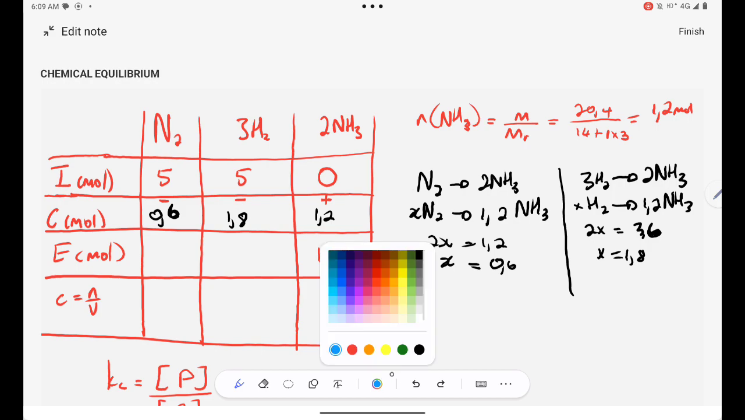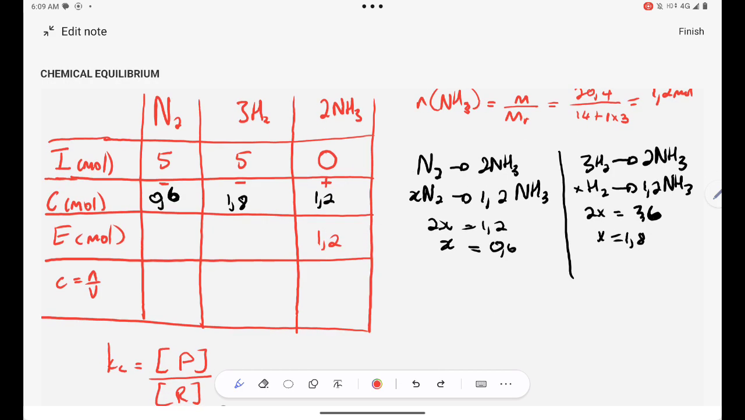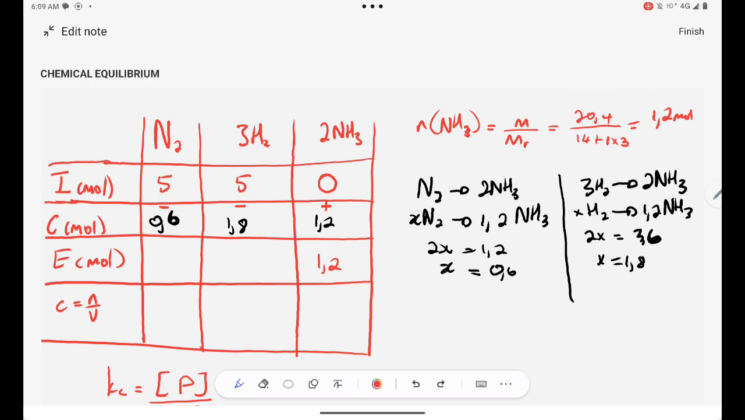How much do we have at equilibrium? For my nitrogen, initially I had 5 moles, but I've only used 0.6. That means I'll be left with 4.4 moles. Are you together? For my hydrogen, I had 5 moles, but I only used 1.8 of my 5 moles. That means I'll be left with 3.2 moles.